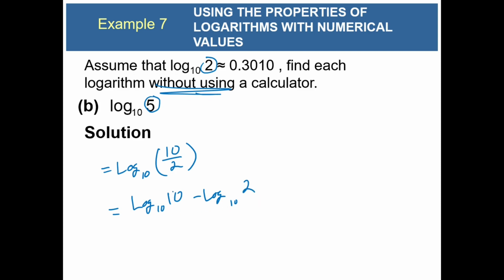Now we know that log base 10 of 10 is equal to 1. The reason for that is 10 to what power gives us 10. Remember, the answer to the log is the exponent, so in this case this is equivalent to 1. And we know that 0.3010 is log base 10 of 2. So we can fill that in, and now we can subtract these values without a calculator. Subtracting these numbers, we get 0.6990, and the work is done without a calculator.